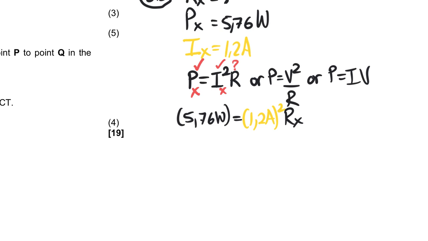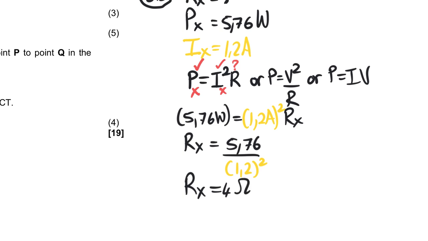So now we work out Rx. So Rx is going to be 5,76 watts, and we are going to divide both sides by 1,2 squared. So we've got 1,2 squared, and that's going to mean that Rx is, I'm just working it out on my calculator, 5,76 divided by 1,2 squared, and that gives us the value of Rx to be 4 ohms.